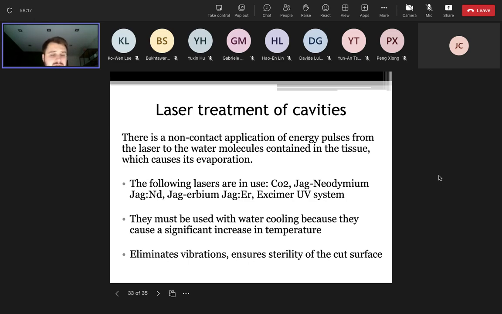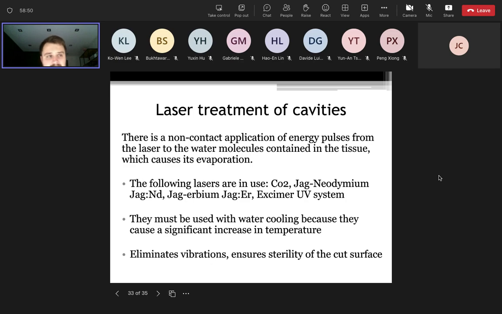Laser technique of caries treatment. It is a technique which uses non-contact application of the energy pulses from the laser to the water molecules contained in the tissue, which causes the evaporation. In that technique, we use a lot of lasers. We can use CO2 laser, YAG neodymium laser, or YAG erbium laser. Of course, also the UV system.